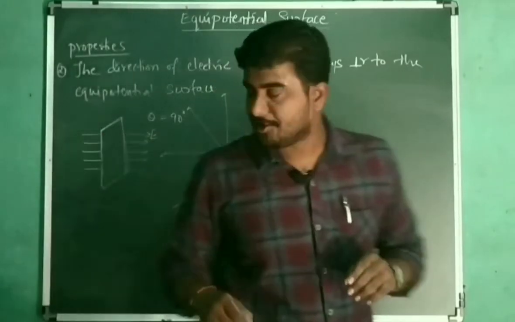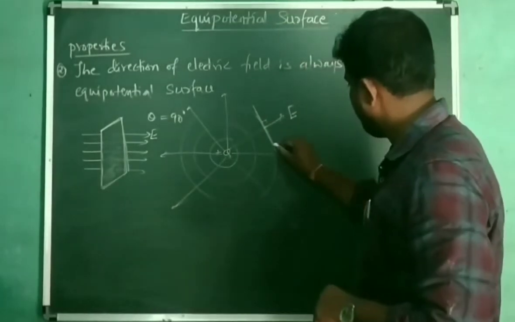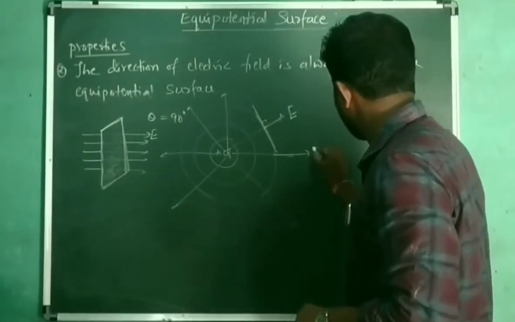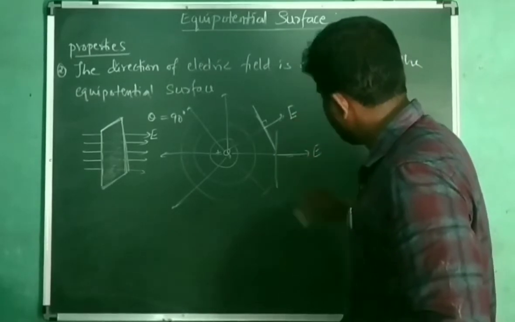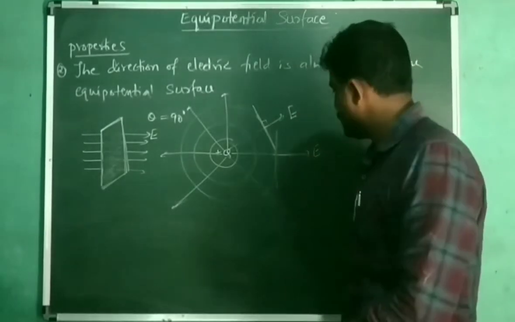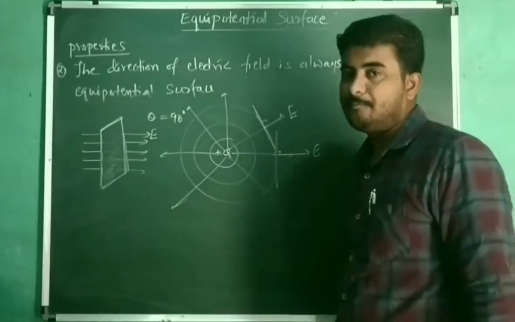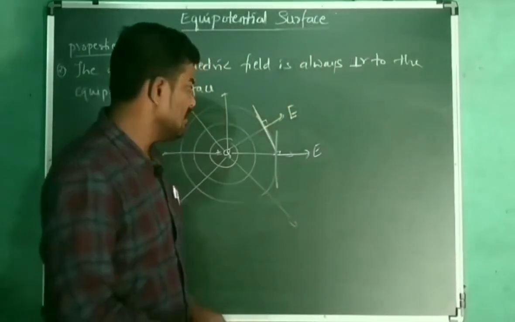If you consider any other point, see here, if you consider this point, this is the direction of electric field and this is the tangent on equipotential surface. Angle is how much? 90 degree. Okay, so it always remains 90 degree.